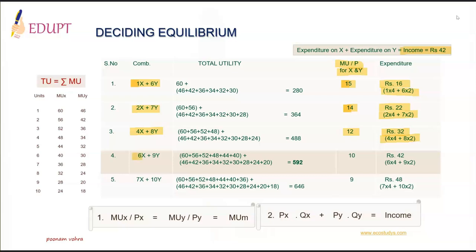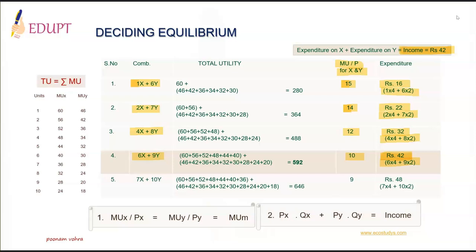Another combination is 6x plus 9y, where marginal utility in both cases is 10. Total expenditure incurred is rupees 42. 6 into 4 plus 9 into 2. Now here income spent is the same as the income the consumer has.